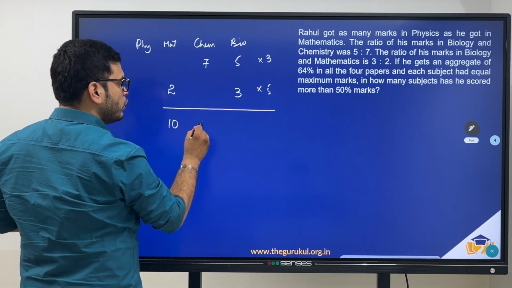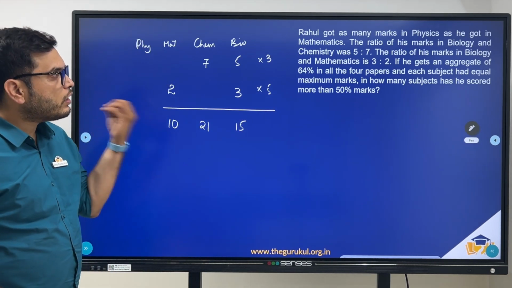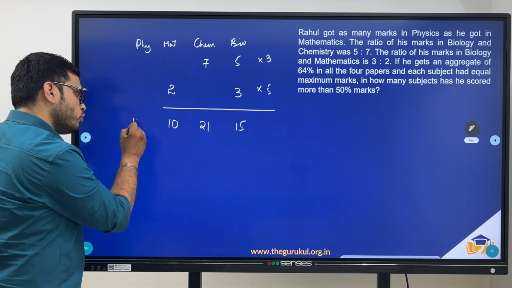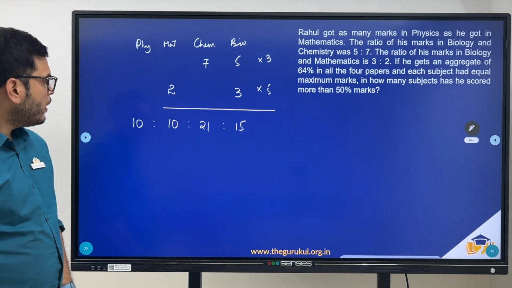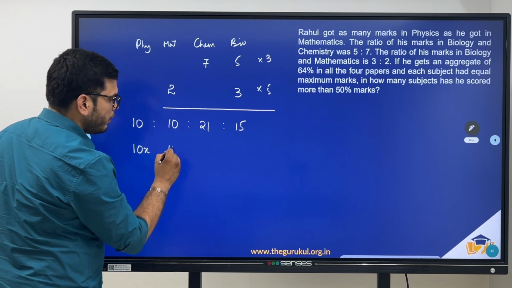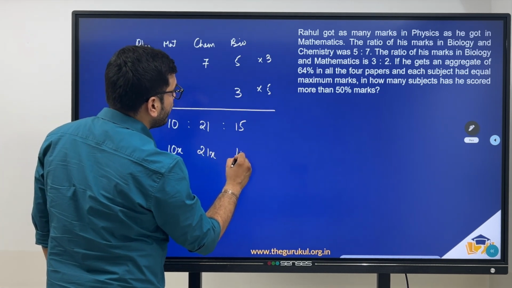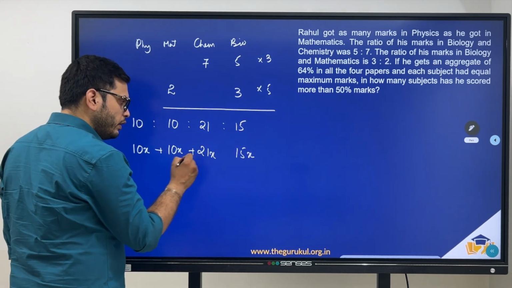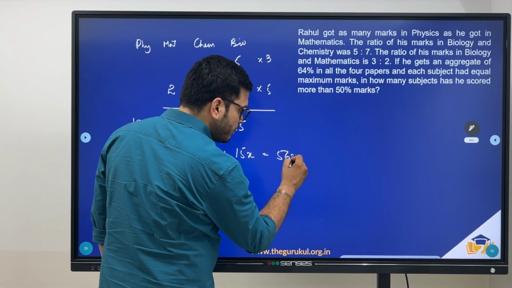10, 21, 15. And it is also mentioned that Rahul got as many marks in physics as he got in mathematics. So this should be 10. So the ratio should be 10:10:21:15. Now, if I assume that he got 10x marks in physics, then he would have got 10x marks in mathematics, 21x in chemistry, and 15x in biology. Now, what is the total? 20, 20 plus 21, 41, 41 plus 15, 56x.